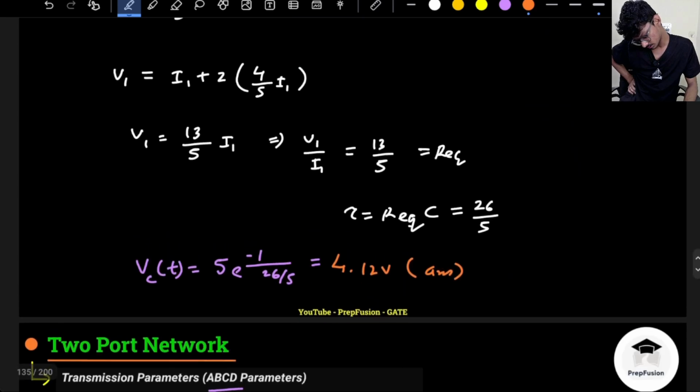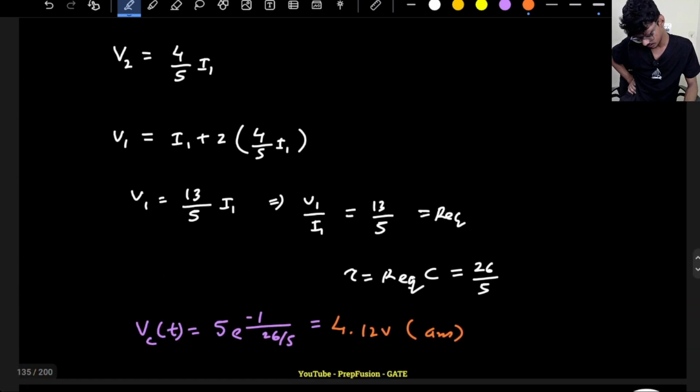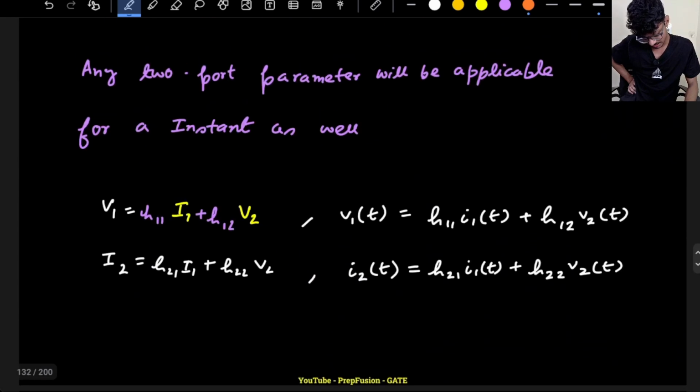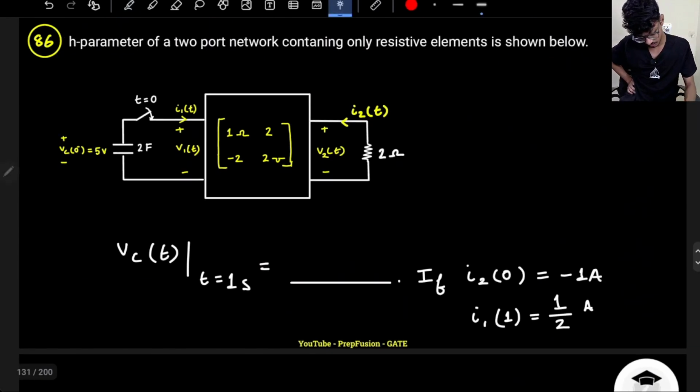H11 is there. Anyways, you don't need that information. No, you don't need that information. So all this, this I2 of 0, this I1 of 0, these are not required actually. These are just there to trick you. So I will actually remove this information, because if I keep it, there can be something wrong in the question.